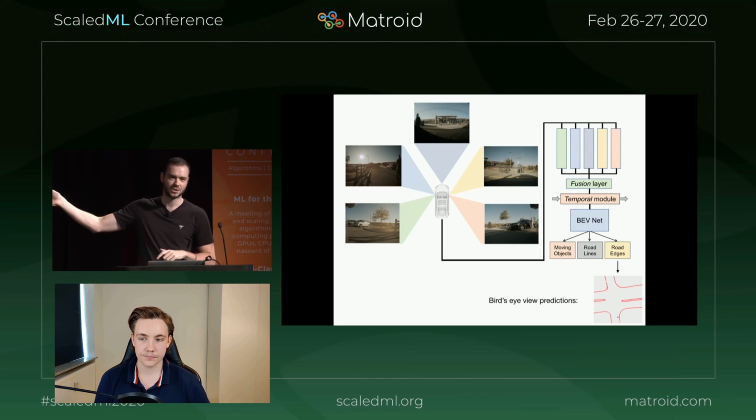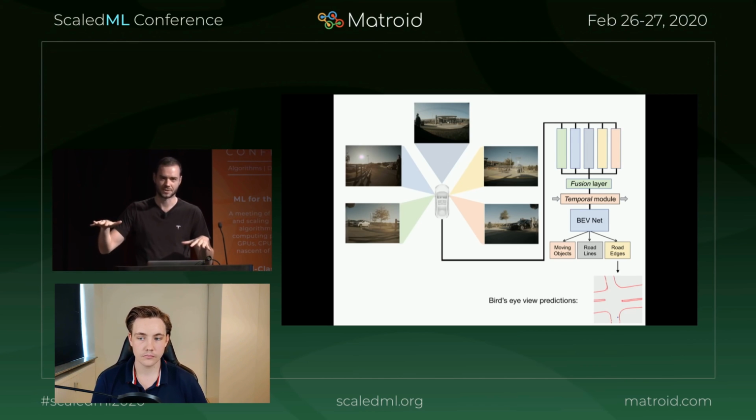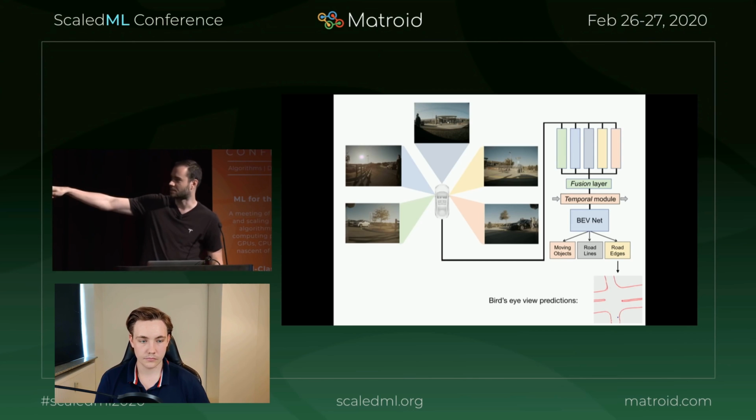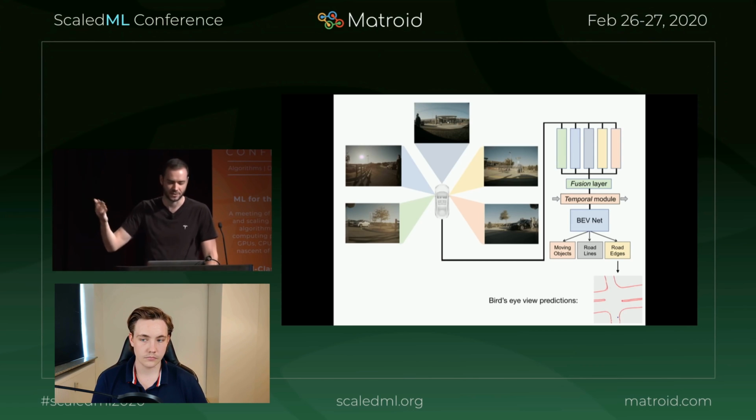And then we have a temporal module, potentially, that actually smooths out these predictions. And this is all neural net components. And then we have a BevNet decoder that actually creates the top-down space. And so then we can directly, potentially, predict these road edges in a top-down view. Now, this makes a huge difference in practice.